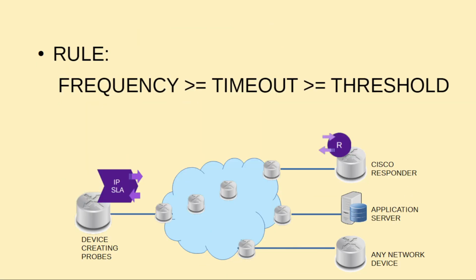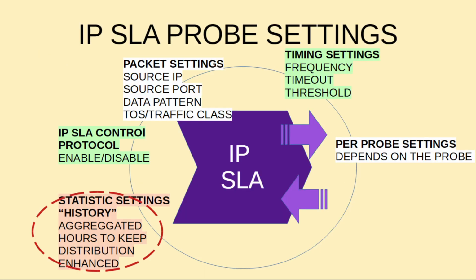These timing settings must follow the following rule. The frequency must be greater or equal than the timeout, and the timeout must be greater or equal than the threshold. Now let's see how to configure the statistics for a given IPSLA.